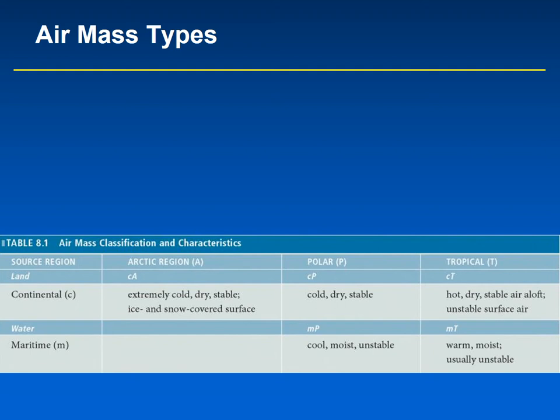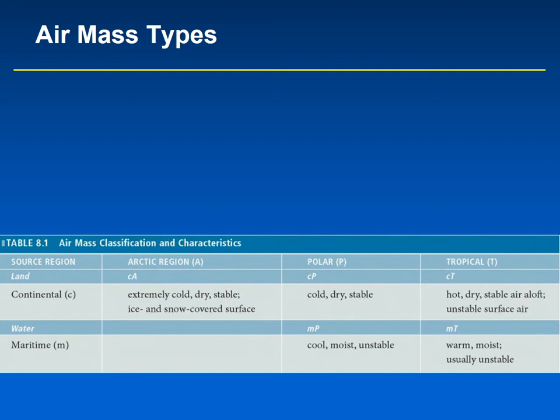Okay? They are extremely cold, dry, and stable because they're so cold. And they usually form over ice and snow-covered surfaces, which reflect a lot of sunlight, and that's why those regions are so cold. Now, there are air masses that form over polar regions. In the northern hemisphere, the latitudes of polar regions are not quite as high as the Arctic. Okay, the Arctic is near the North Pole, the region surrounding it, basically. And polar regions are still cold, they're still high latitudes, but not quite as extreme in terms of temperature. Okay, so continental polar air masses, lowercase c, uppercase P, are cold, dry, and stable.